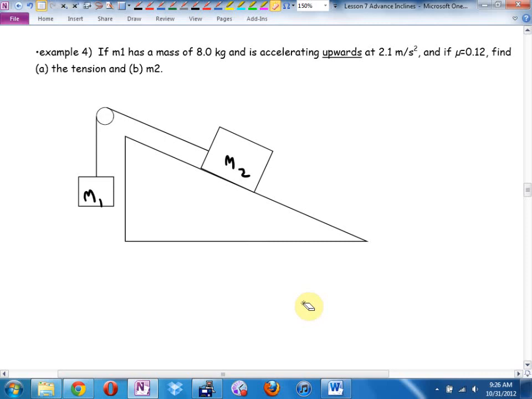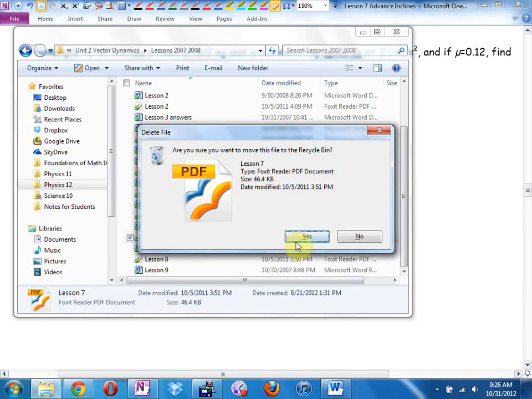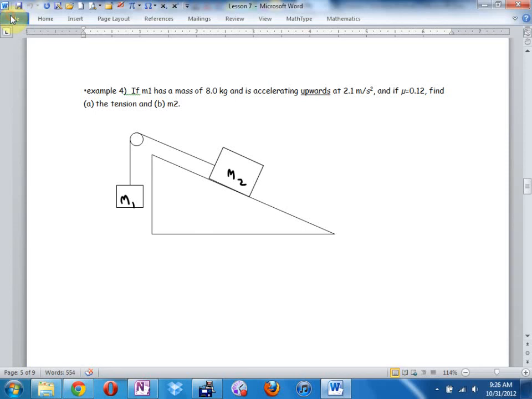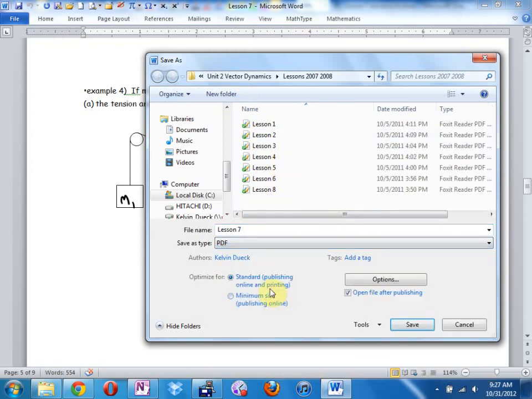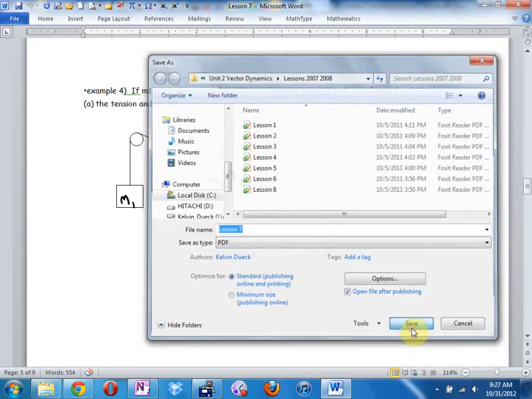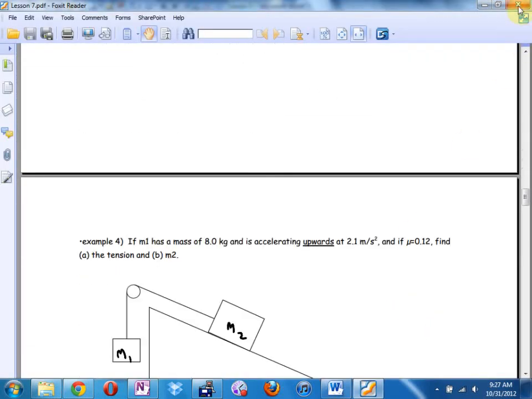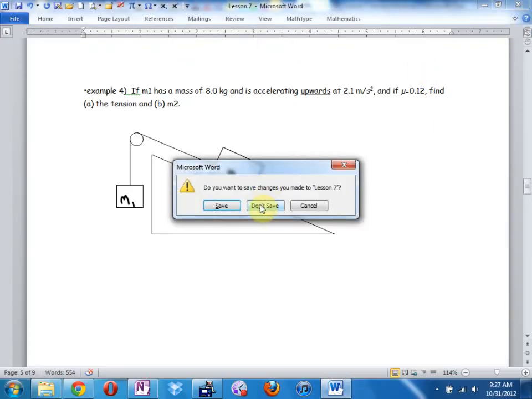Well, while you guys are doing that, I'm going to delete the wrong lesson 7. Nuke. File, save as, a PDF, save. Do I want to save the changes I made? Sure I do.